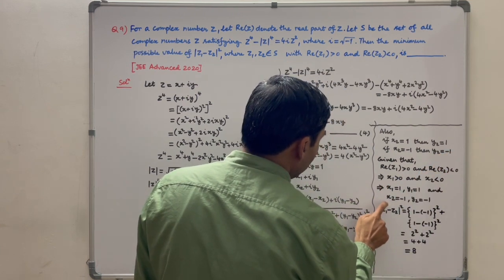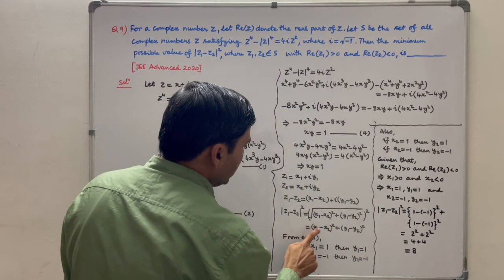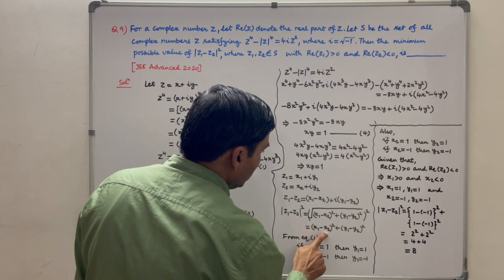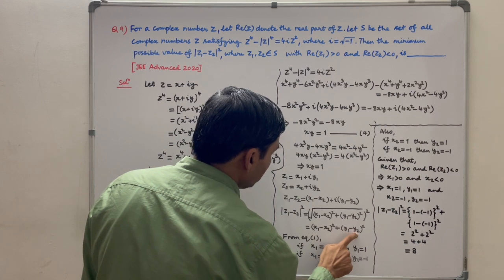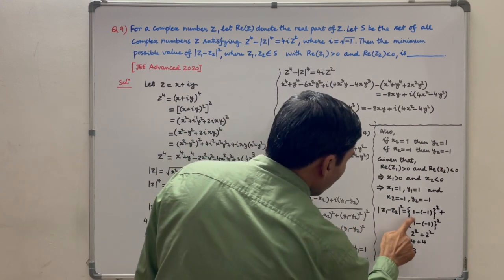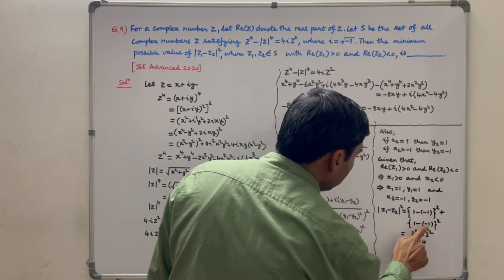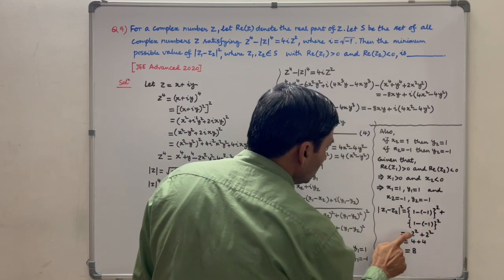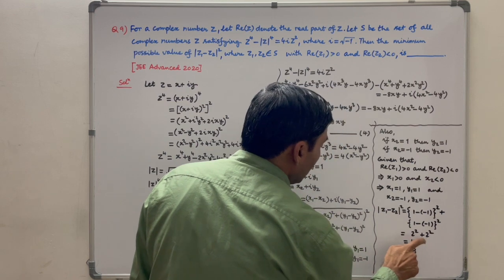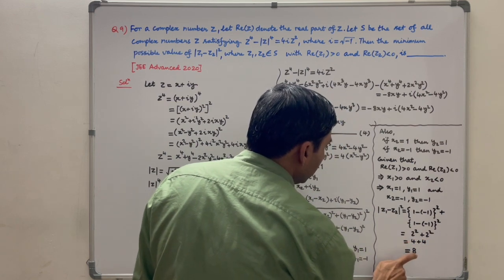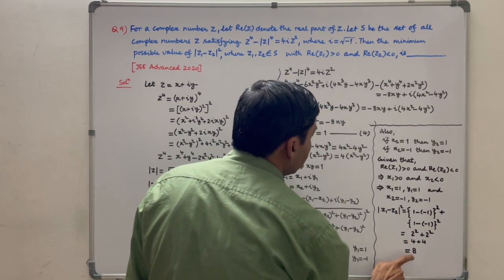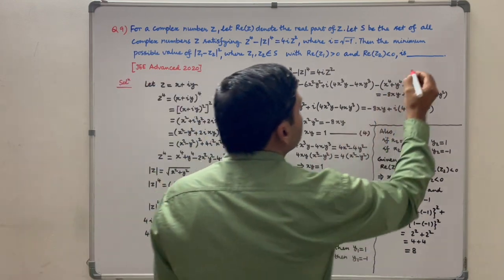We will put these values here. So we get x1 minus x2 whole square plus y1 minus y2 whole square as 1 minus minus 1 whole square plus 1 minus minus 1 whole square, and that is 2 square plus 2 square, or 4 plus 4, and that is 8. So our answer is 8. We will fill 8 here.